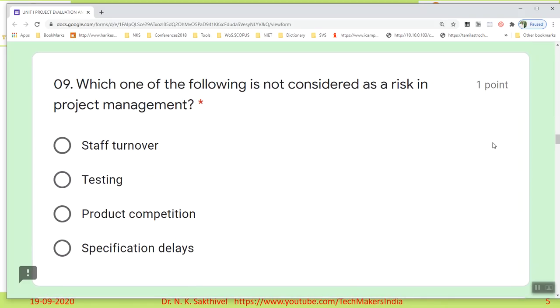And ninth question, which one of the following is not considered as a risk in project management?